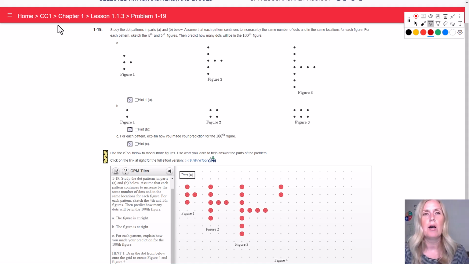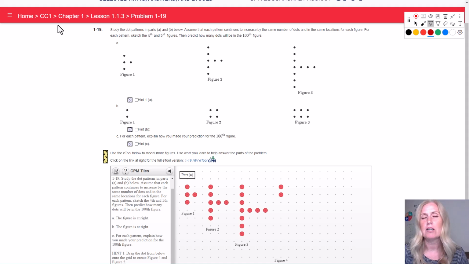So it says study the dot patterns. Assume each pattern continues to increase by the same number of dots and in the same locations for each figure. For each pattern, sketch the 4th and 5th figures, then predict how many dots will be in the 100th figure. Okay, so if you look at figure 1, you can count. There's 1, 2, 3, 4 dots. In figure 2, if you count them, there's 7. And then figure 3, there's 10.